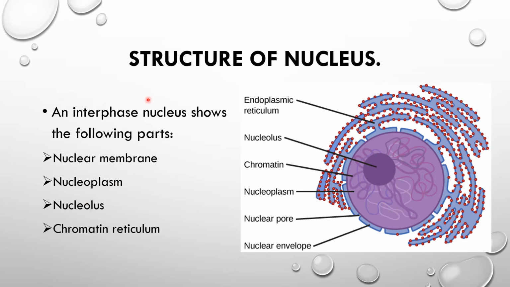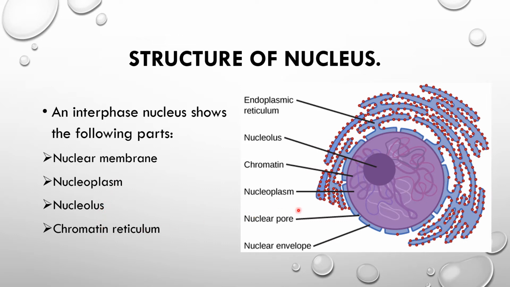So, structure of the nucleus. An interphase nucleus. What is the meaning of interphase? When the nucleus is at rest, not dividing. It shows the following parts: your nuclear membrane, nucleoplasm, nucleolus, and chromatin reticulum.